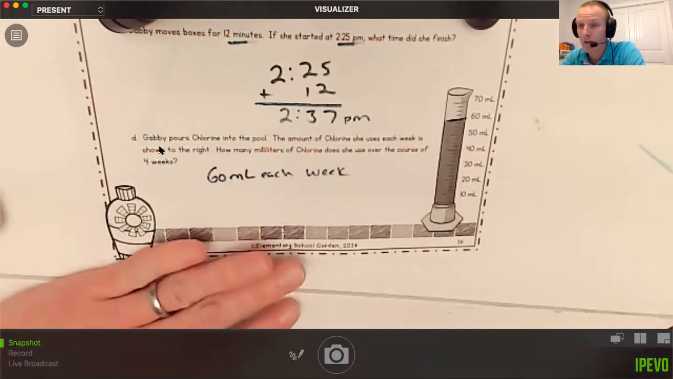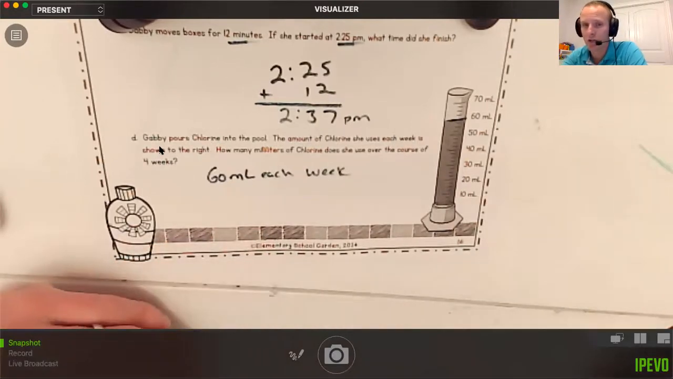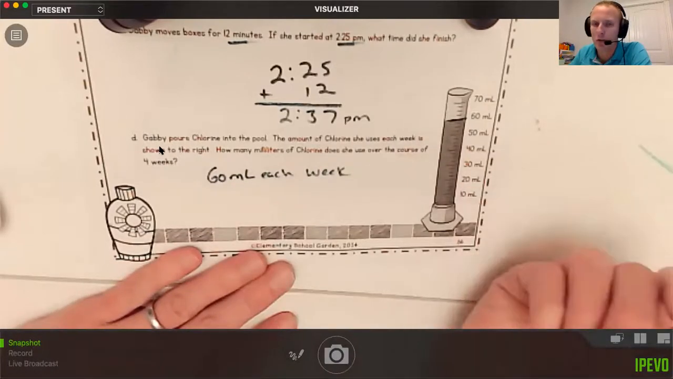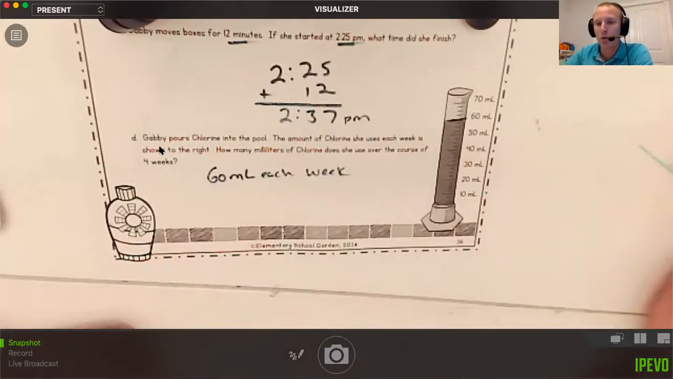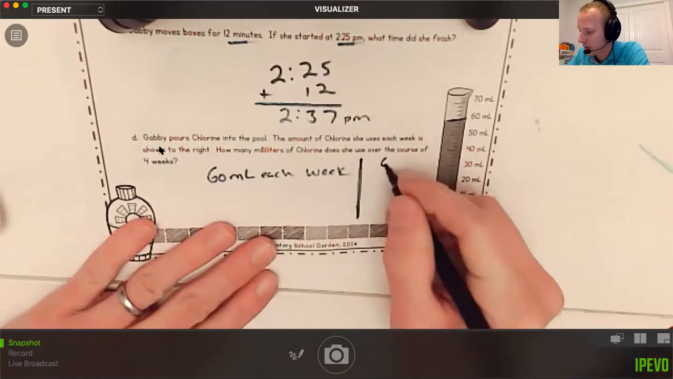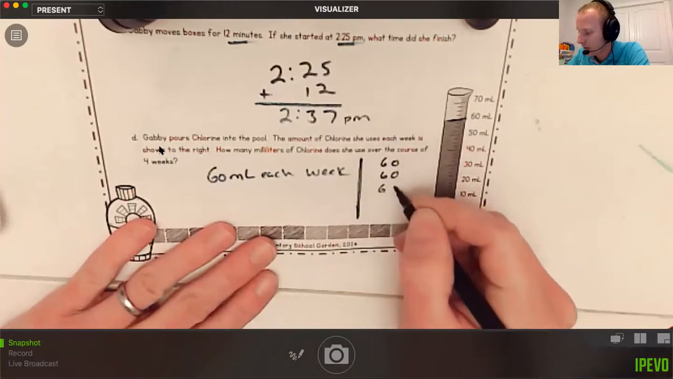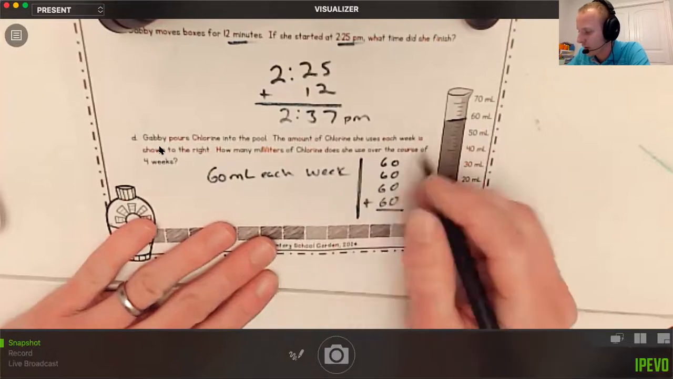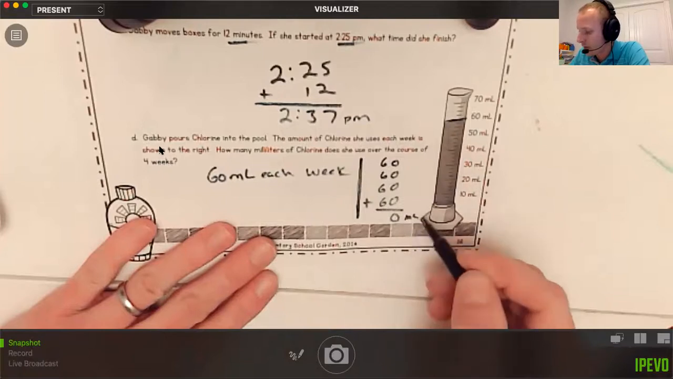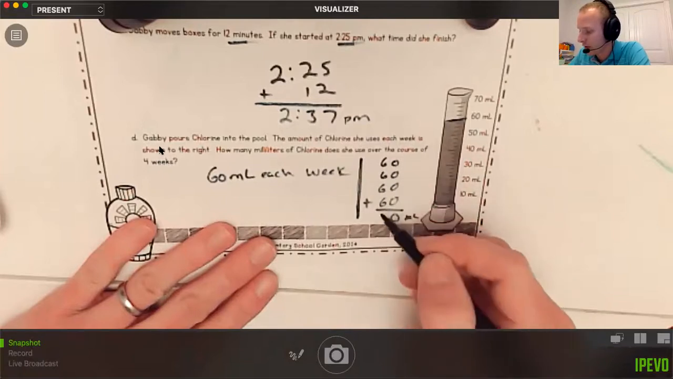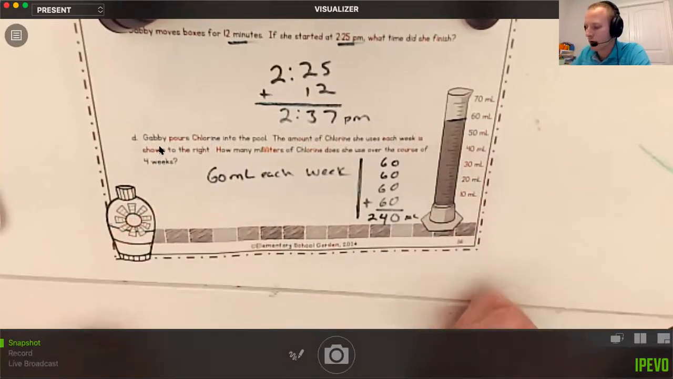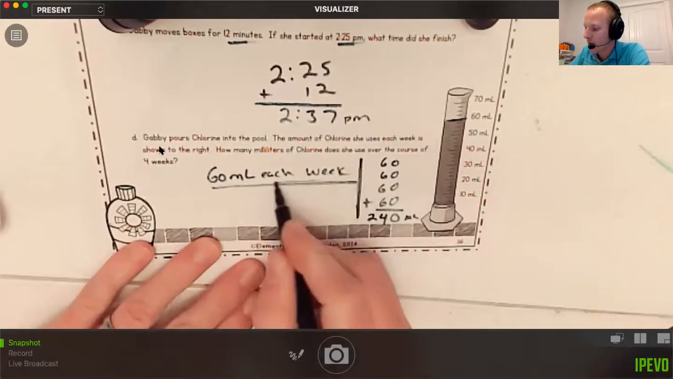So really that's 60 times 4. We're not doing that kind of multiplication yet. So I would expect you to do repeated addition here. You also, many of you may know that you could do 6 times 4 and then multiply that by 10. So I guess I'll show you both ways. The first way is 60, 60, 60, 60 for each of the 4 weeks and add them up. Zeros all along, so it's 0. And then 6 plus 6 is 12, plus 6 is 18, plus 6 is 24. So 240 milliliters.